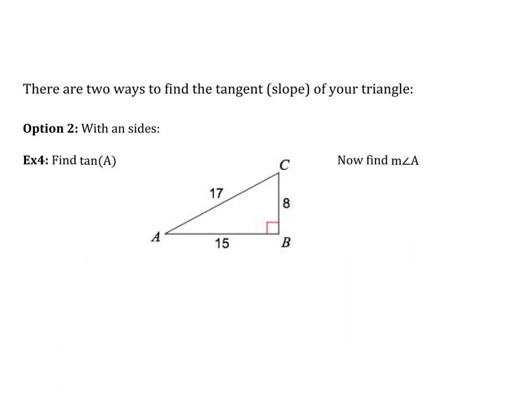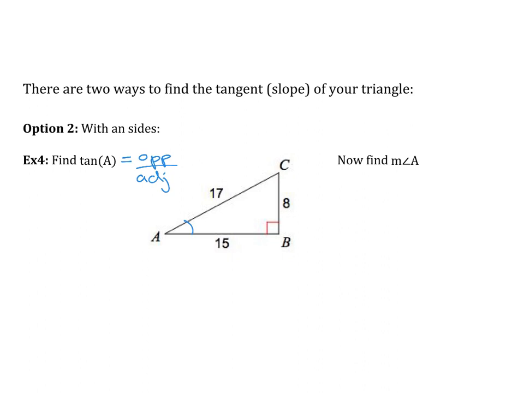The second method that we can use to help us find our tangent is if we know our sides. Using the ratio of opposite side over adjacent side, and starting with angle A, I can identify the values for my ratio.